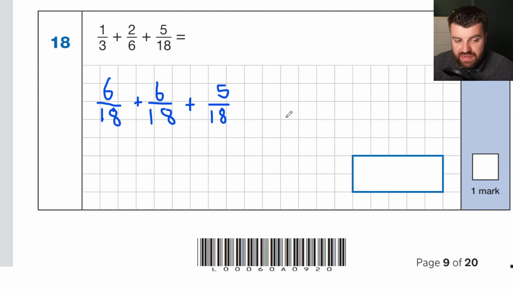So now we've got all of these here. We've got 6 plus 6 is 12, plus 5 is 17. Therefore, altogether, we have 17/18. It's as simple as that.